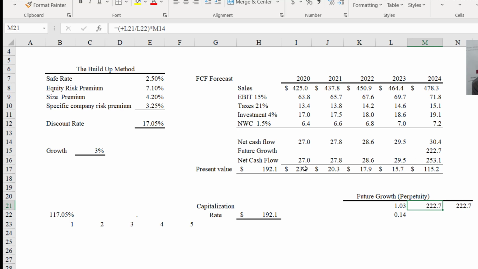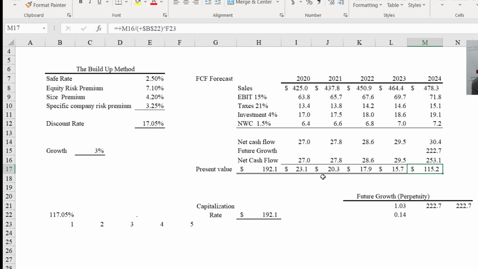Now, we know how to do a discount, or you should know how to do a discount. It's basically the cash flow divided by the discount rate raised to an exponent. This is year one, so it's basically going to be the 27 million divided by my discount rate, 1.1705, taken to the exponent of one, since it's year one. I'm going to do the same for year two, year three, year four, year five, using these same exact numbers.